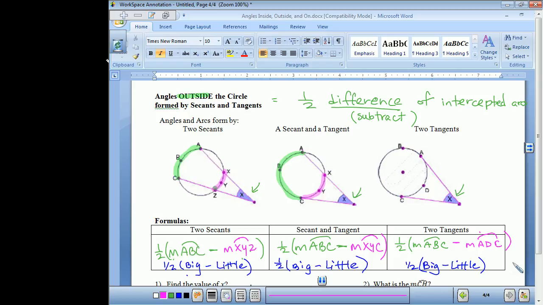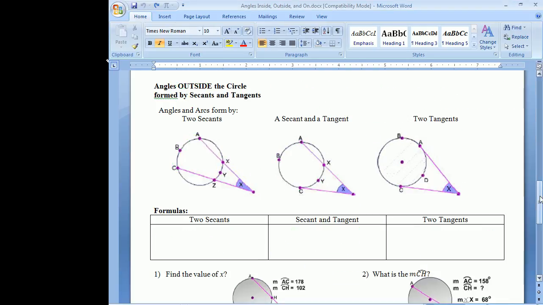So, if the angle is inside, we do the sum. If the angle is outside, we do the difference. Inside sum, outside difference. So let's do some practice problems.